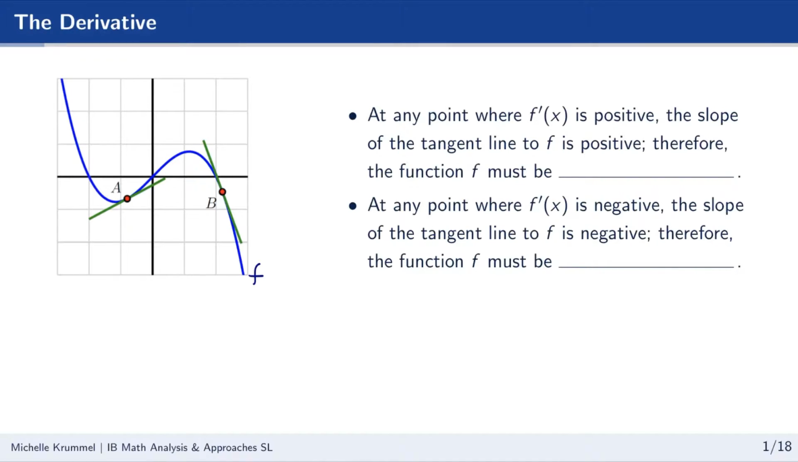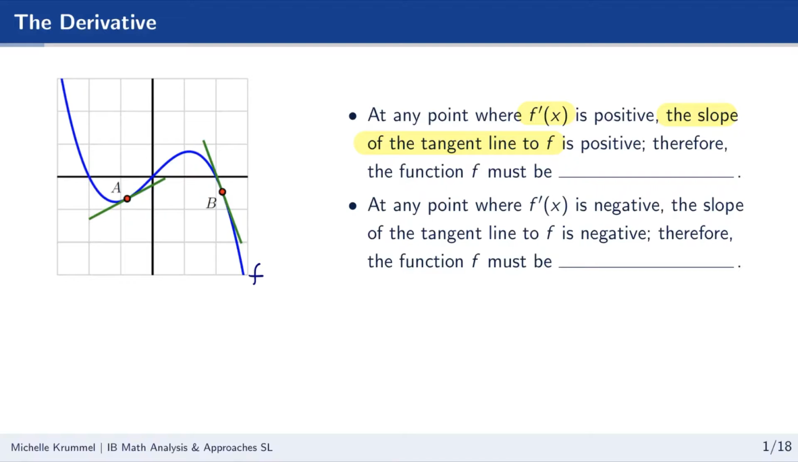So let's think about these two questions. At any point where f prime is positive, the slope of the tangent line to f must be positive. Therefore, the function f must be what? And at any point where f prime is negative, the slope of the tangent line to f is negative. Therefore, the function f must be what? Well, first of all, remember that the slope of the tangent line to f is just another way of saying f prime of x. So if one is positive, the other must be positive. If one is negative, the other must be negative.